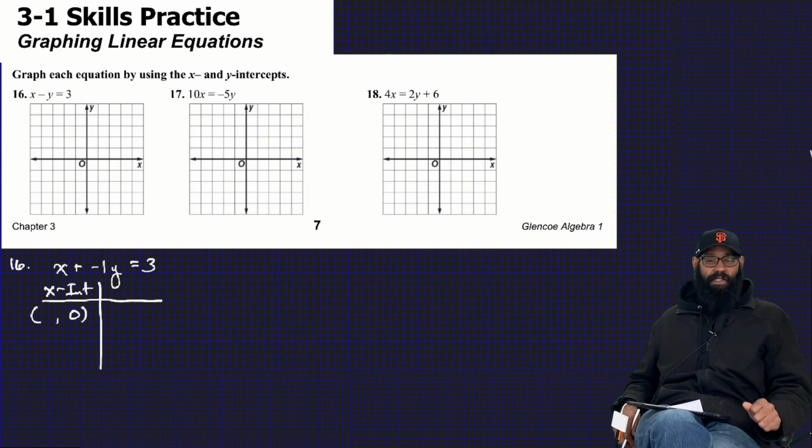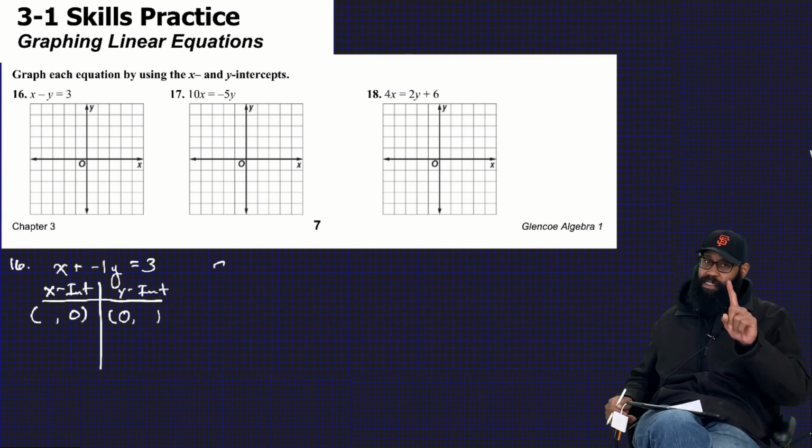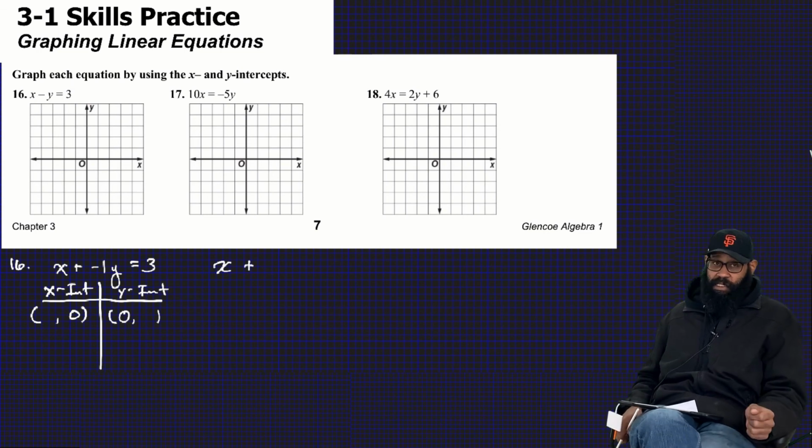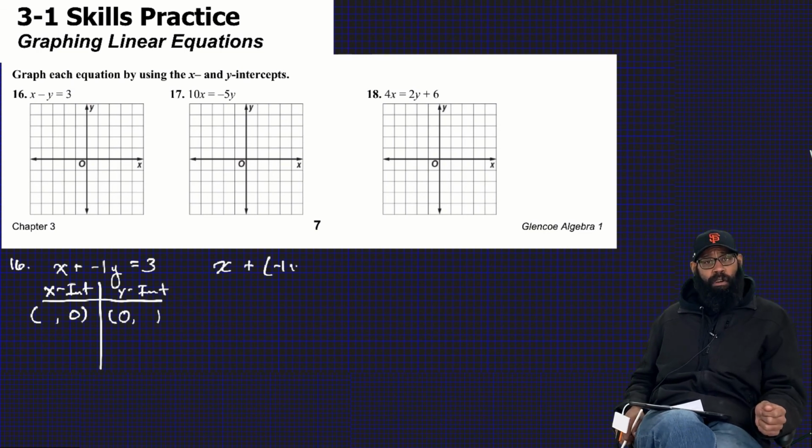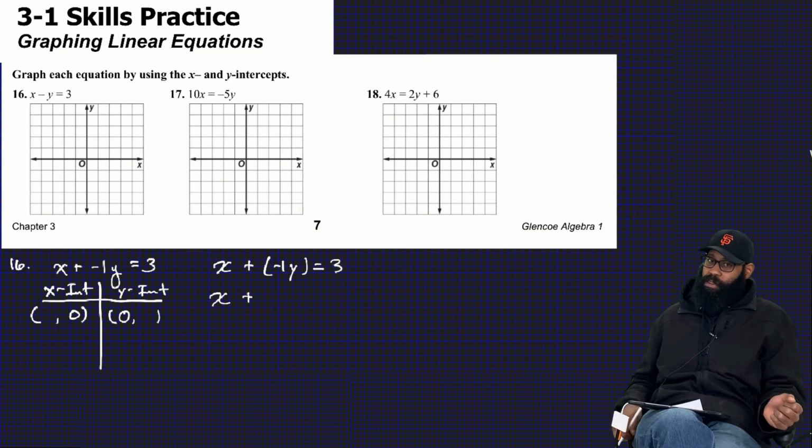To get the x-intercept, plug in 0 for y, solve for x. To get the y-intercept, plug in 0 for x and solve for y. That was only one time, I gotta say it again. To get the x-intercept, plug in 0 for y and then solve for x. To get the y-intercept, you plug in 0 for x and you solve for y.